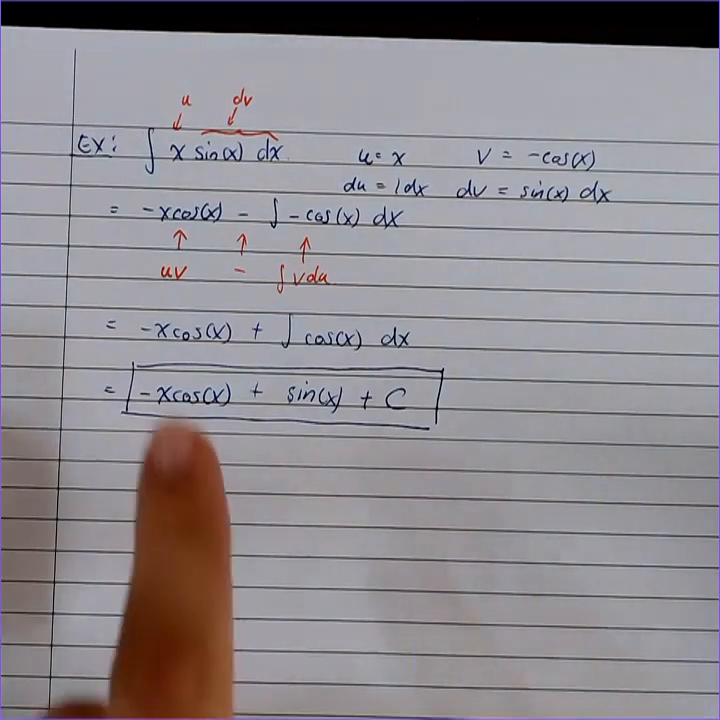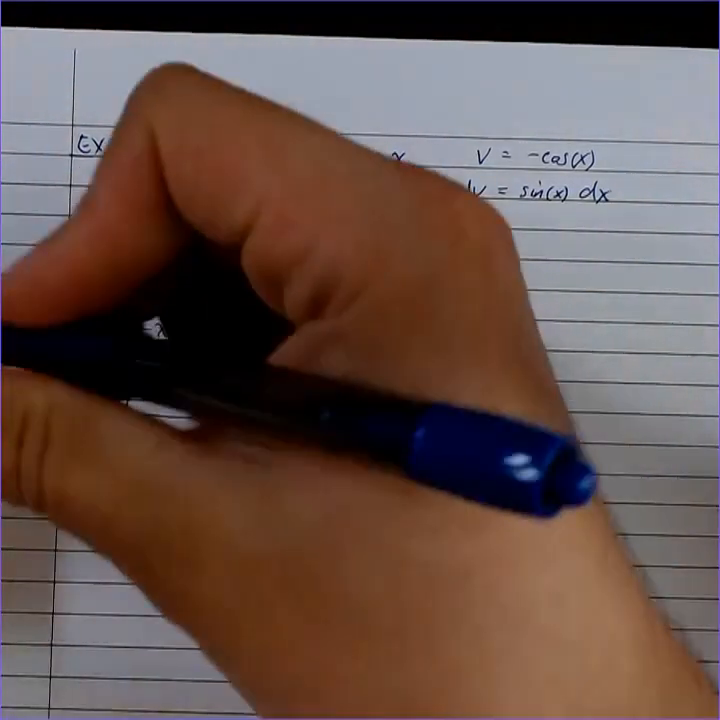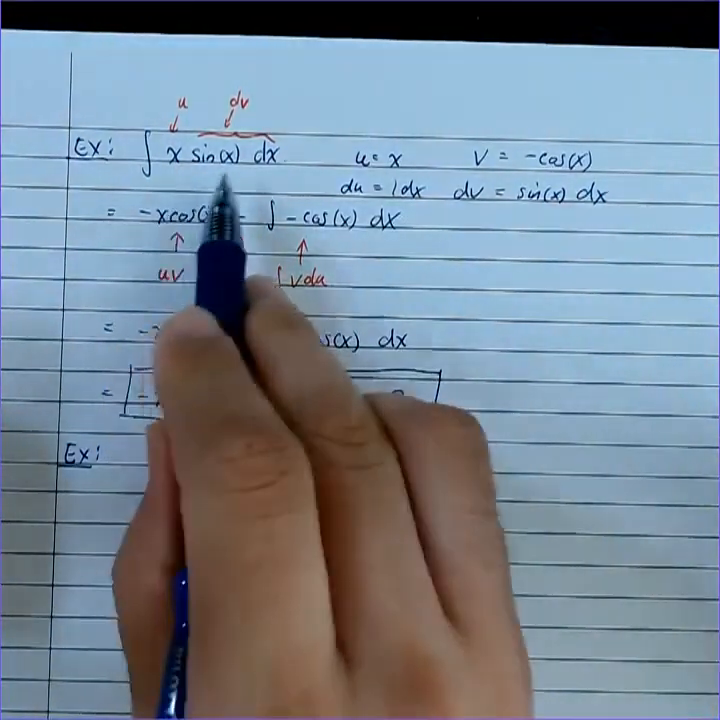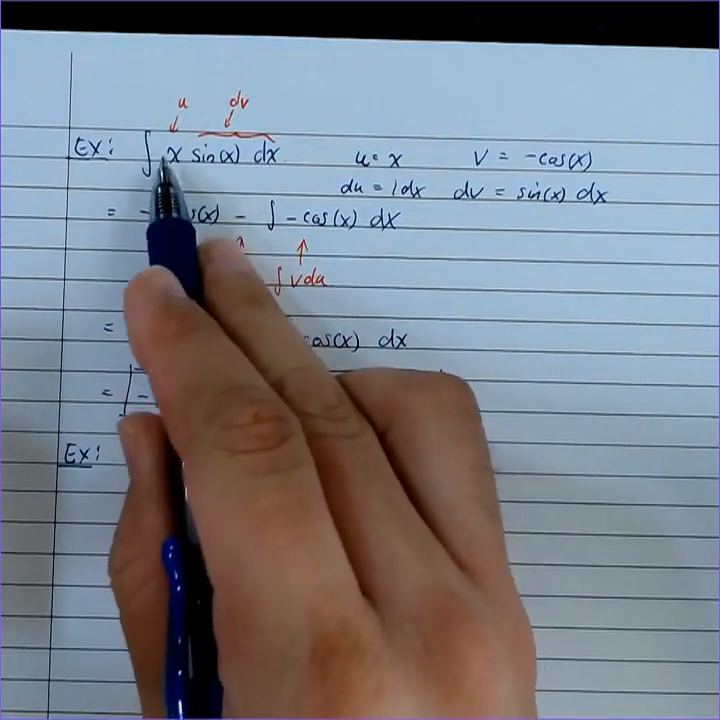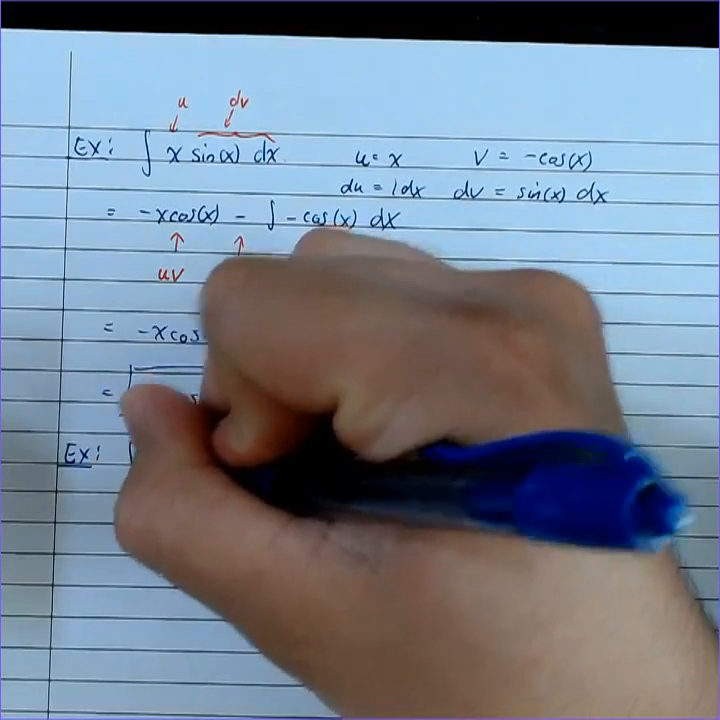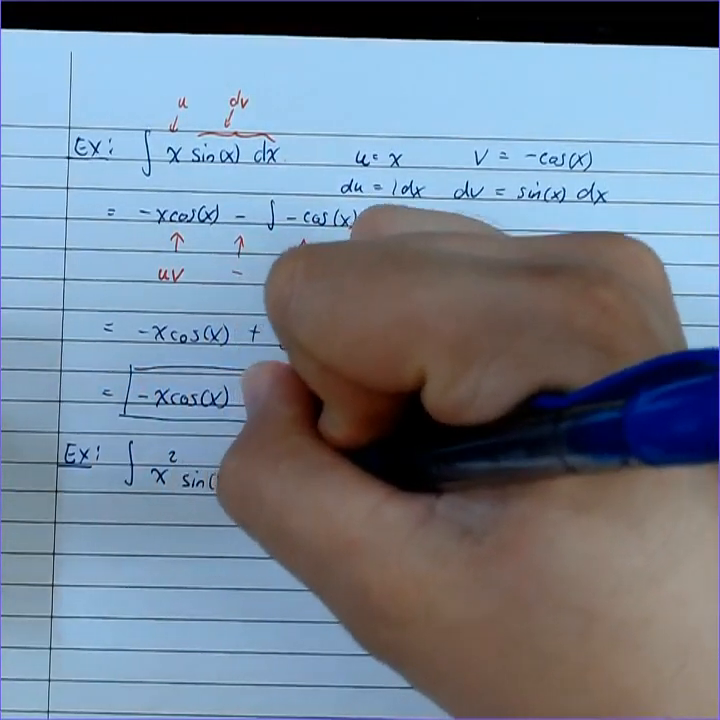Note that sometimes you're going to have to use integration by parts multiple times. So for our next example, let's use something very similar to this one. Let me take this x and use x squared instead. So let's take the integral of x squared sine of x dx.